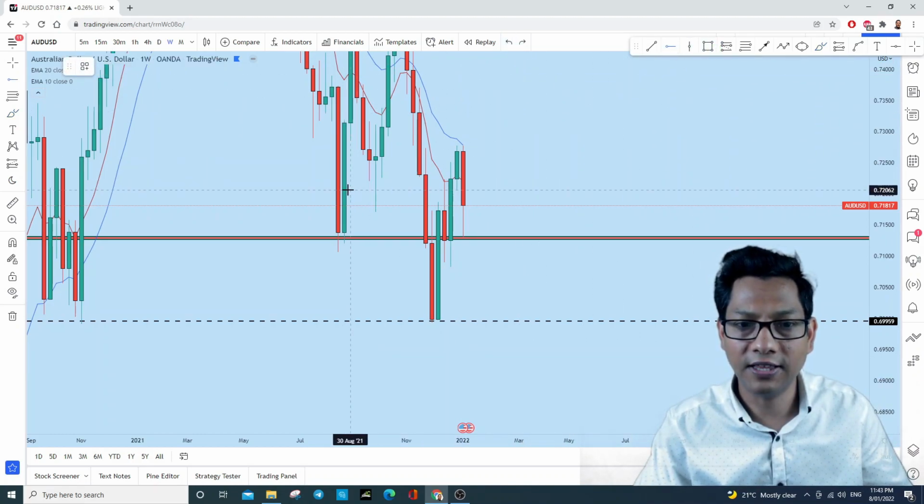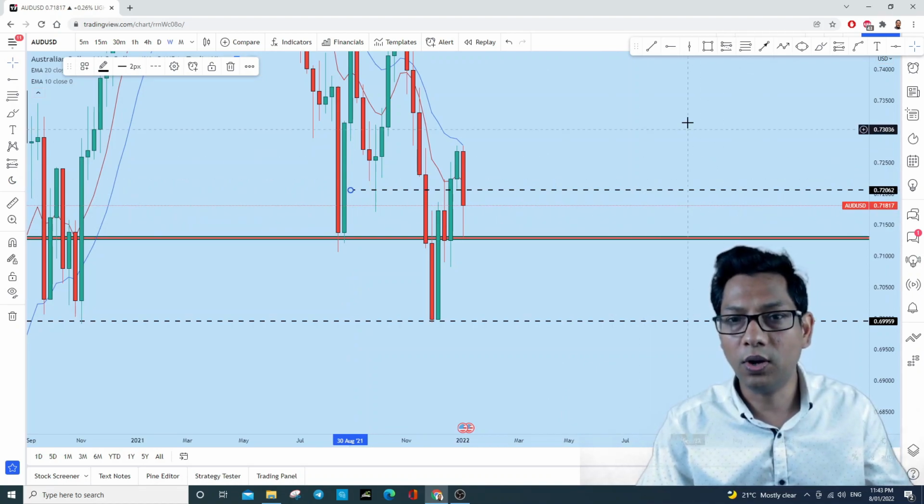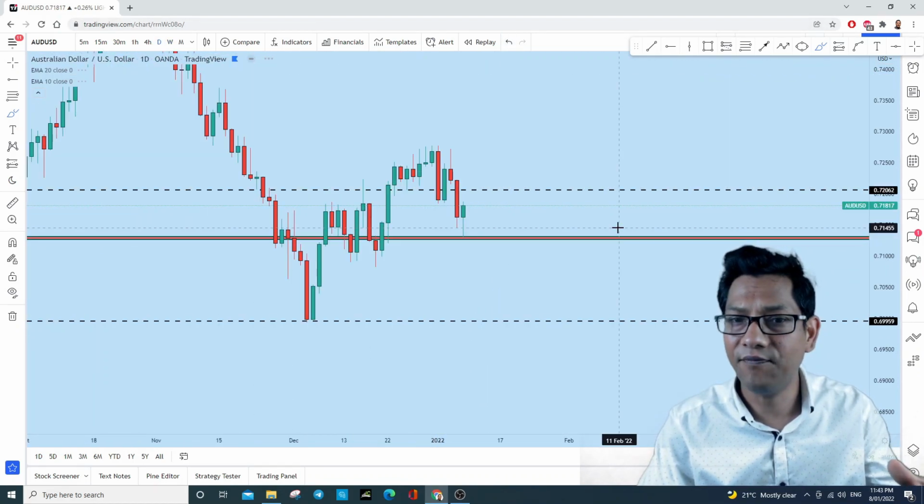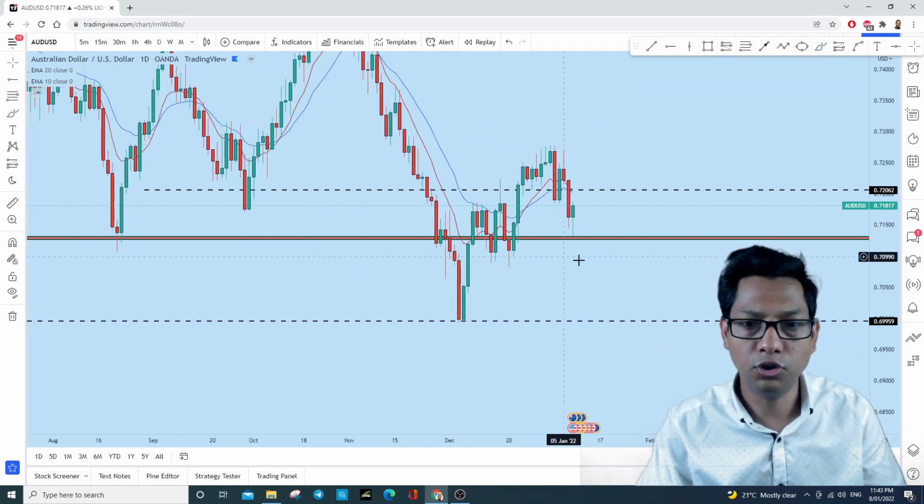Let's draw another level here. Now this is where we can expect this coming week the price to go up, test this level, and then drop to the downside. Now let's see on the daily time frame what kind of opportunity you have.